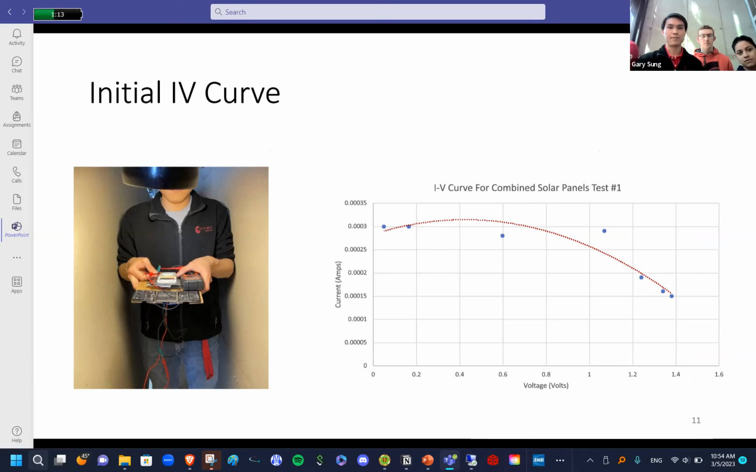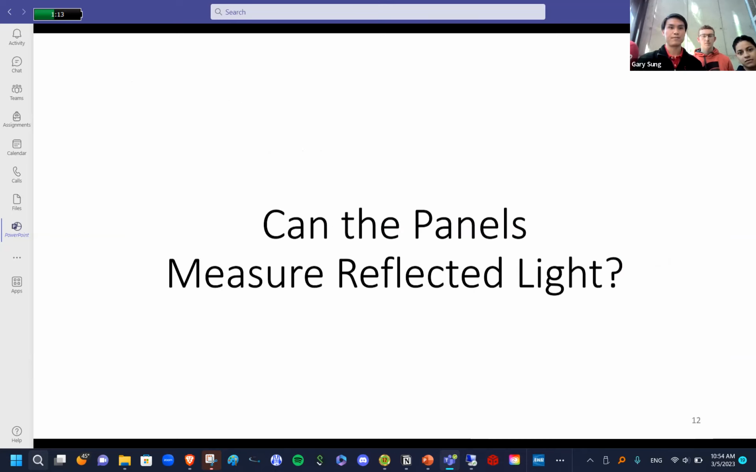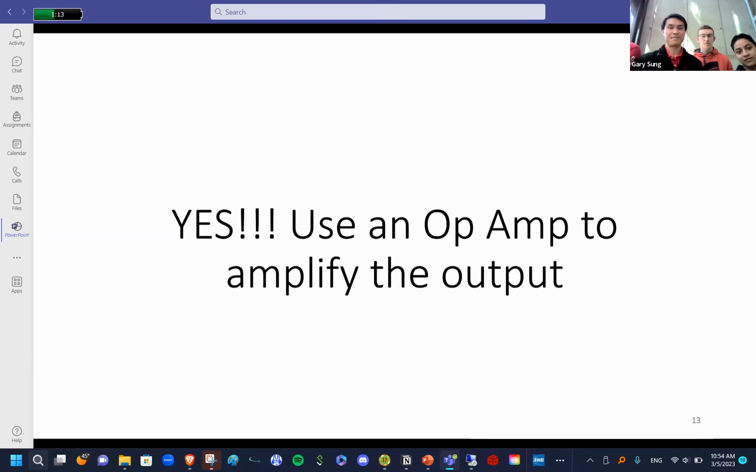This is with a lamp. Can the panels measure reflected light? That was the end question that we were trying to solve here. And yes, they can. We used an op amp to help amplify the output due to low output initially.